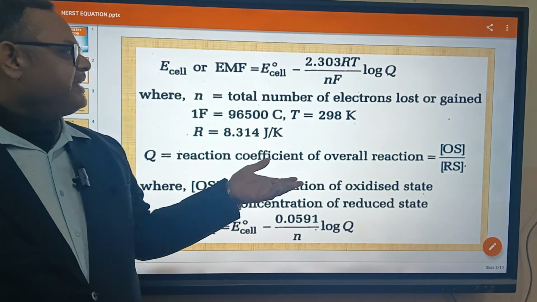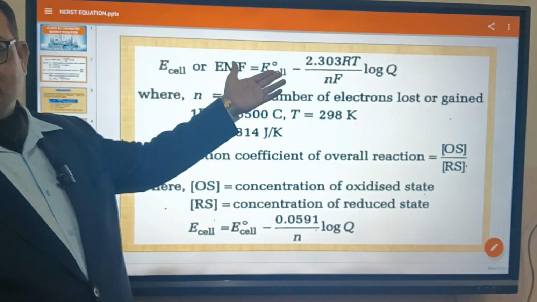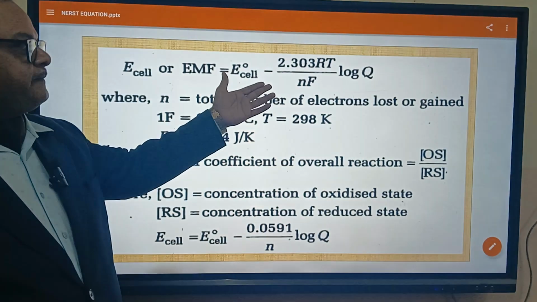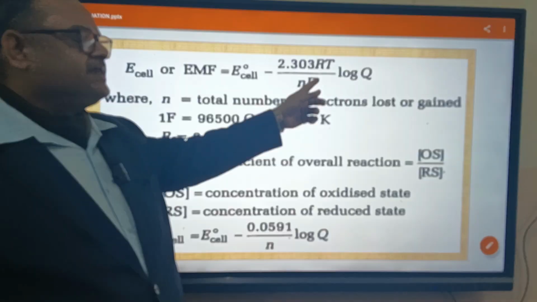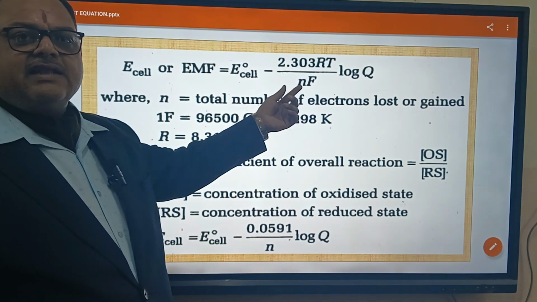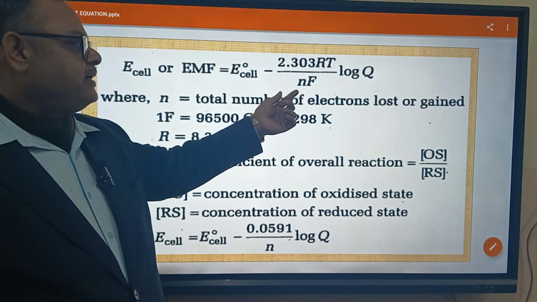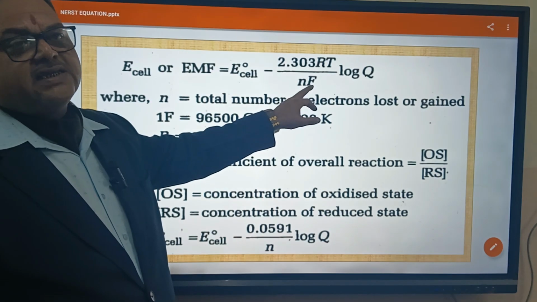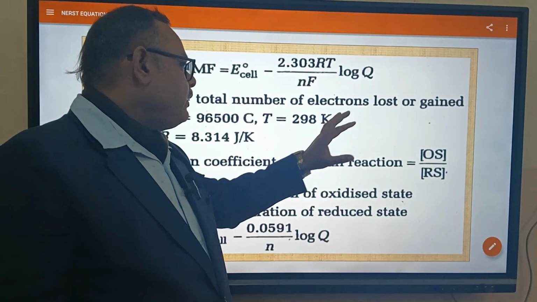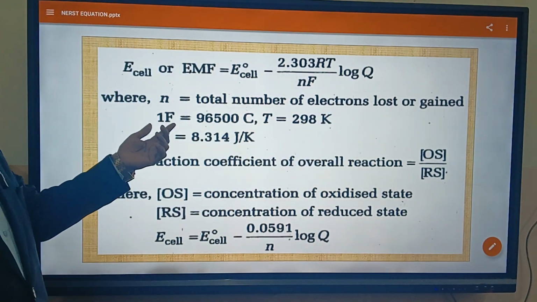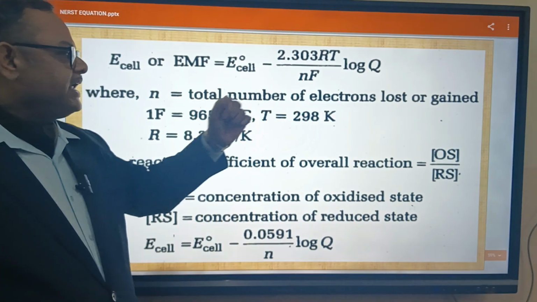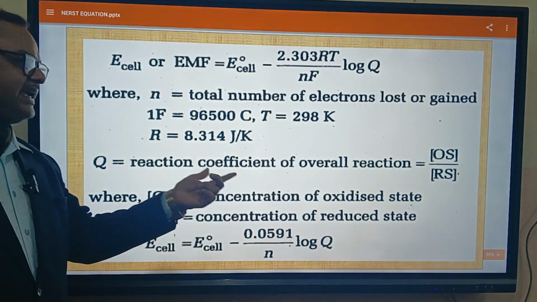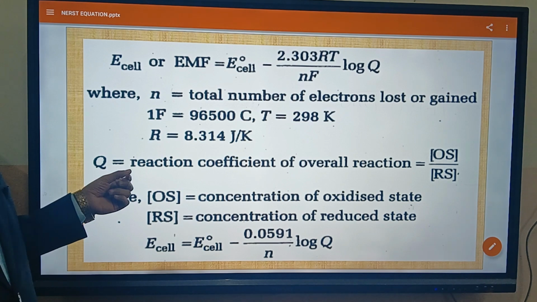You all must be knowing that E naught cell is the standard reduction potential, R is the universal constant, T is the temperature in Kelvin scale, N is the number of electrons involved, and F is Faraday's constant. Now, we know that Faraday's constant is 96500, T is 298, R is 8.314.